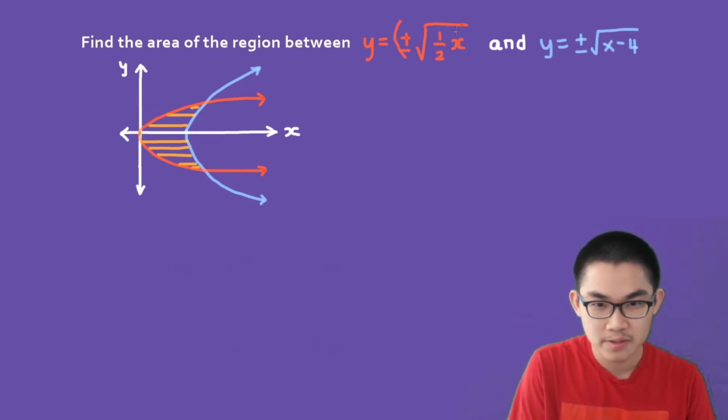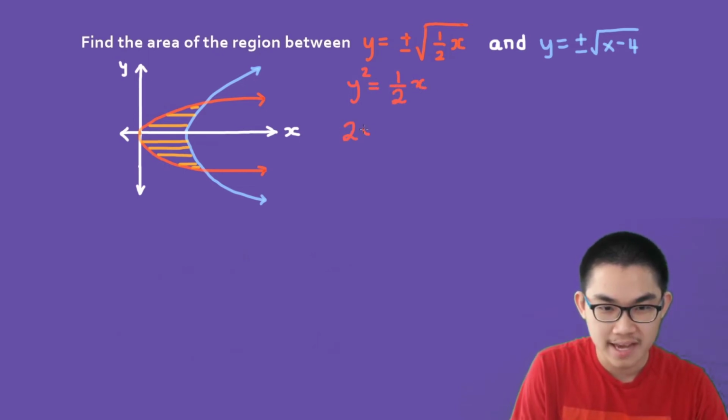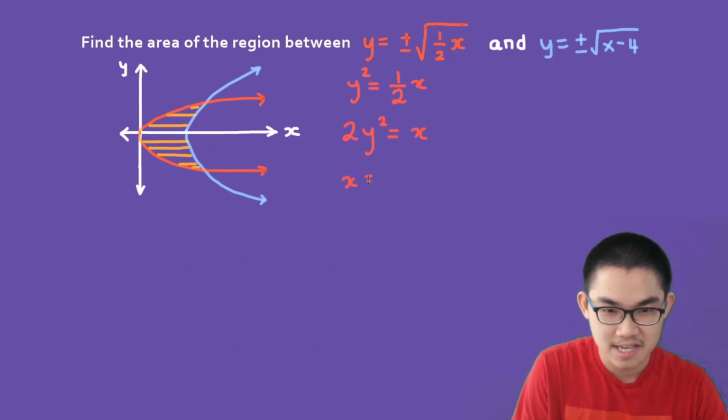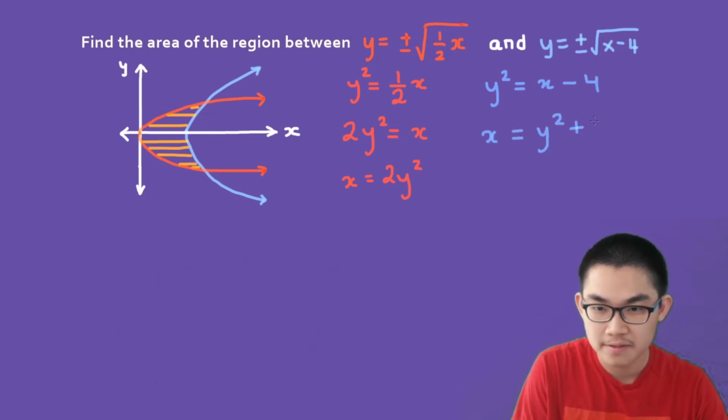The first thing I'm going to do is raise both sides to the power of 2. That's going to be y squared is equal to 1/2 x. And we want to solve for x. So 2y squared is equal to x, and x is equal to 2y squared. Now for the blue function, we're going to do the same thing. So y squared is equal to x minus 4, and x will simply be y squared plus 4.